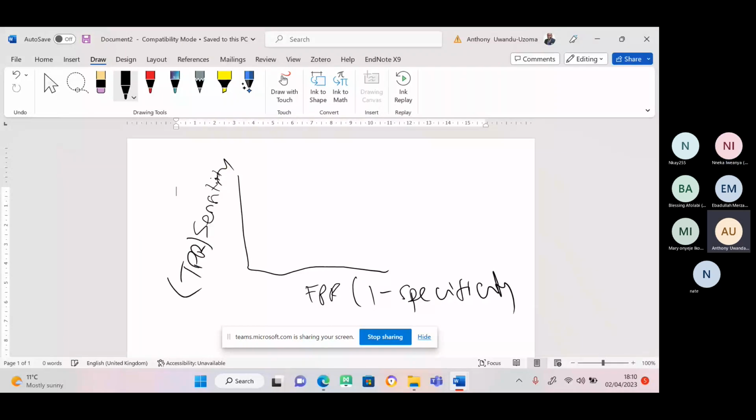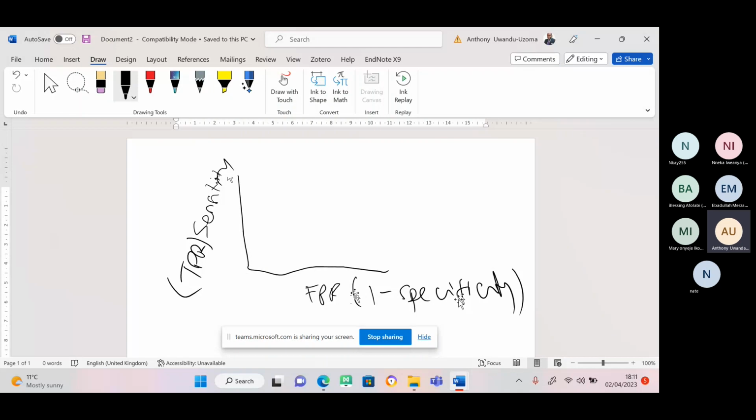So I was saying that this is a graph here. On the vertical axis is the TPR, which is the same thing as the true positive rate. While on the horizontal axis, you have the false positive rate, which is the same thing as 1 minus specificity. So they are the same thing. Okay, so I was saying that you need to understand how to interpret this graph.